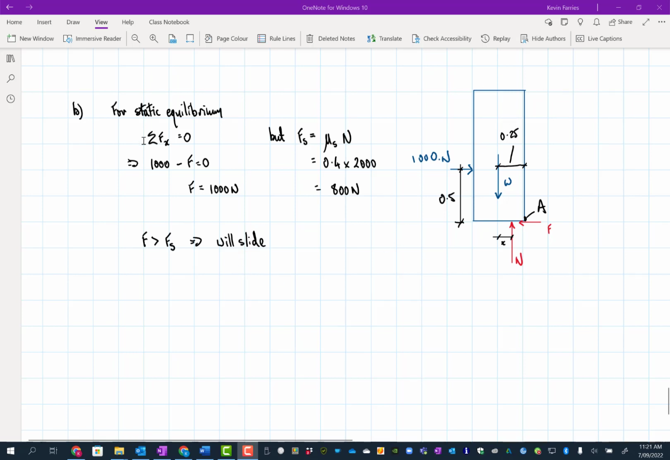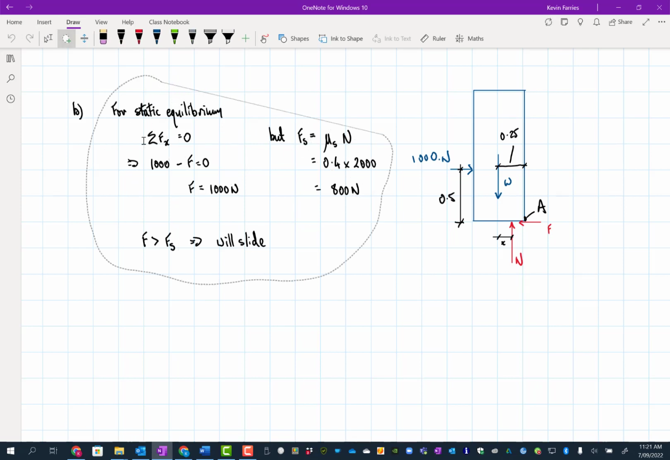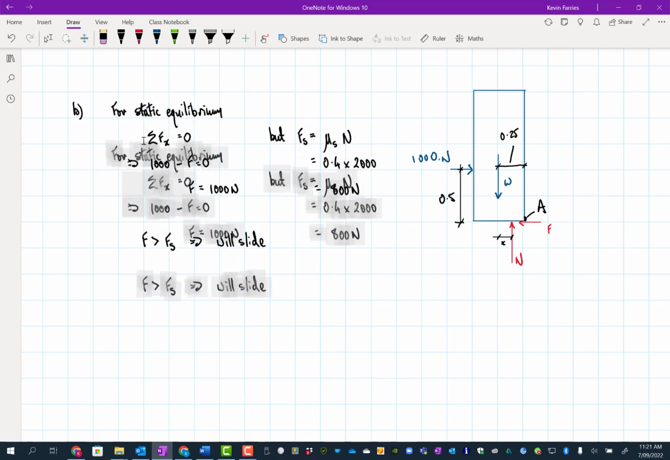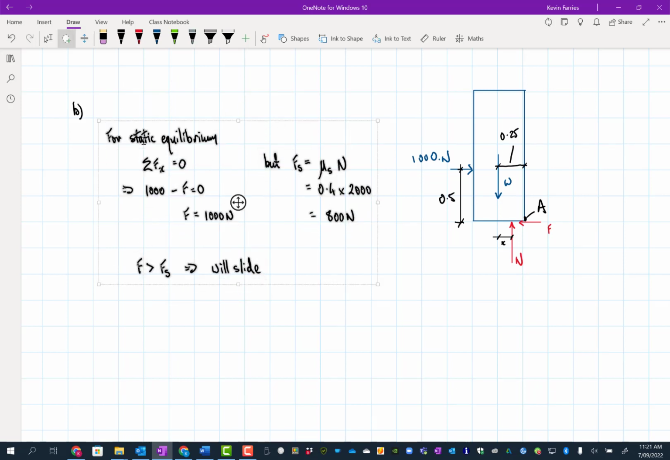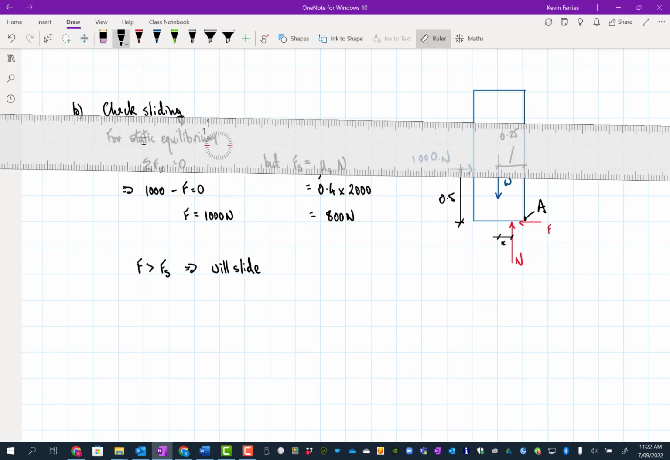Now the way we can do that, so this here is really to do with sliding. And probably should have stated that. So let's just move this stuff down and we'll just say what we're doing here. So this is check sliding. And I would usually start with sliding first. It's the easiest one because you're just checking the X components. You don't have to worry about moments or anything like that. So I would check the sliding first.